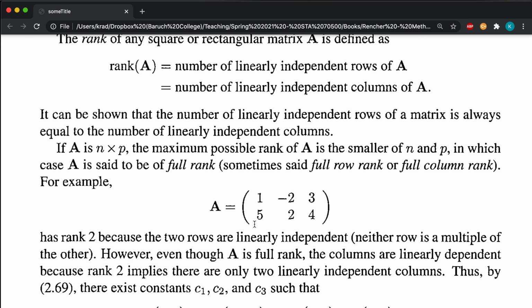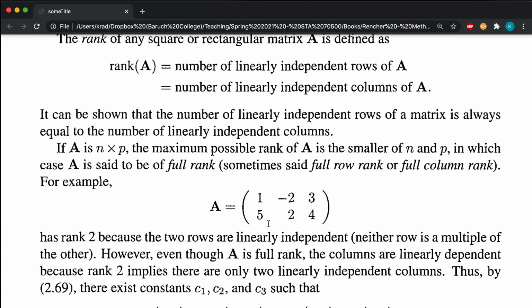Well, just look at this. This vector 1, negative 2, and 3 is one row vector. And then we have 5, 2, 4. So we have these two vectors, and there is no way to represent either of them based on the other one. I cannot multiply 5, 2, 4 by something and get this one. There is no way to multiply 5, 2, 4 and 1, negative 2, 3 by something, add them, and get 0. Why? Because neither row is a multiple of the other one.